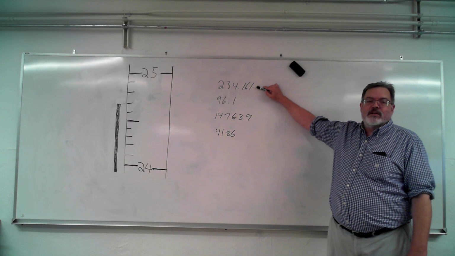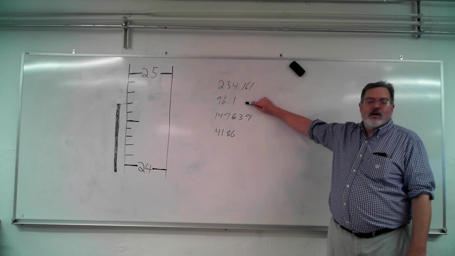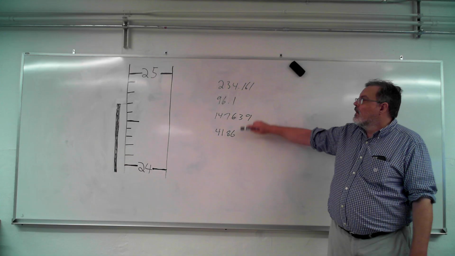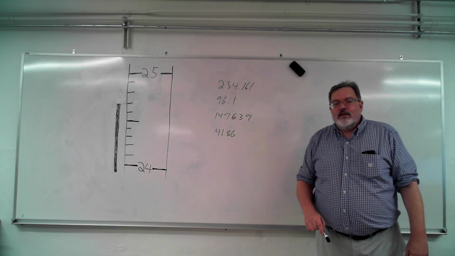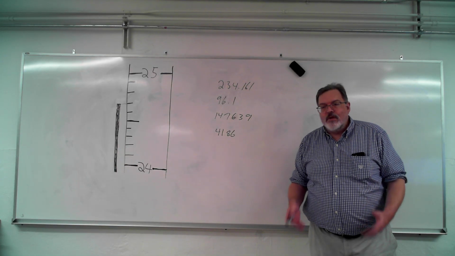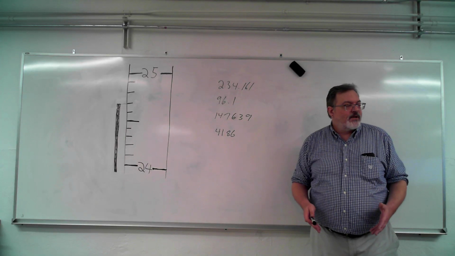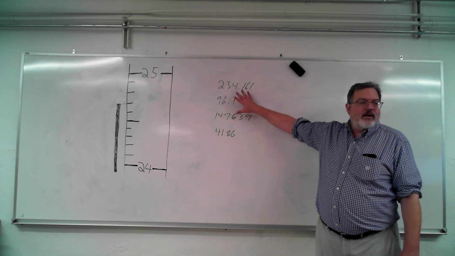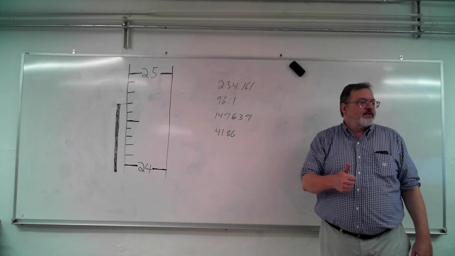6, all 6 of them are significant figures. How many here? 3. All 3 of those are significant figures. This has 6, this has 4. It's very easy to decide how many significant digits you have if there's no zeros. It's the zeros that cause confusion. So realize right off the bat, something that doesn't have any zeros, you got that, you just count the digits that you see.